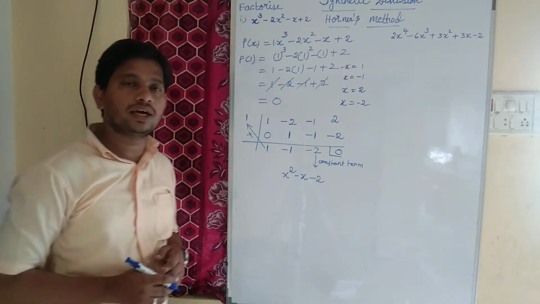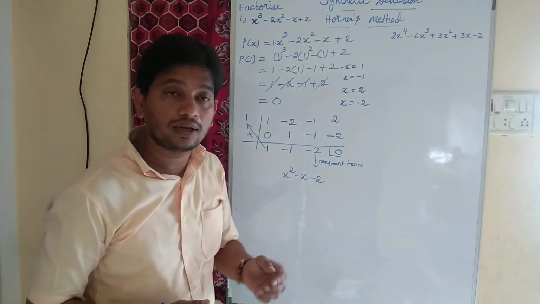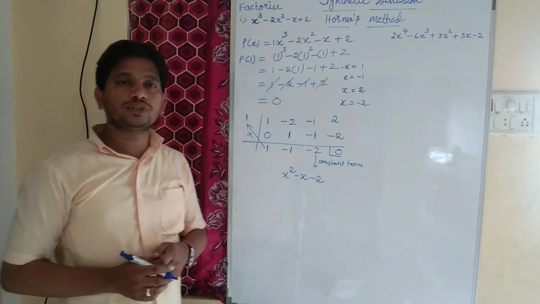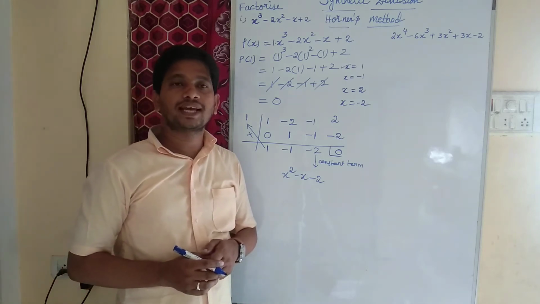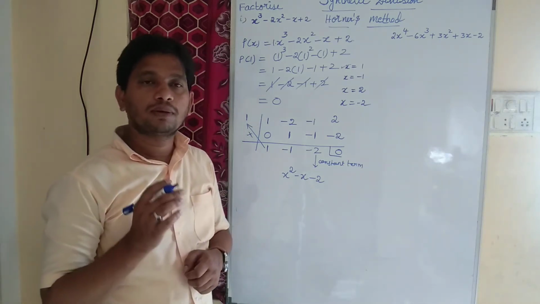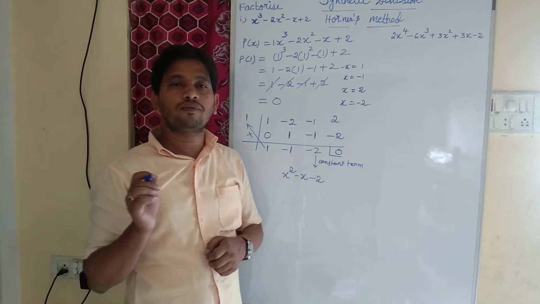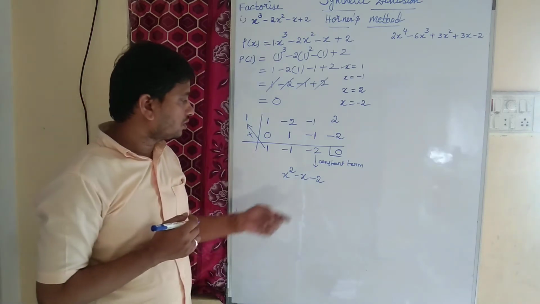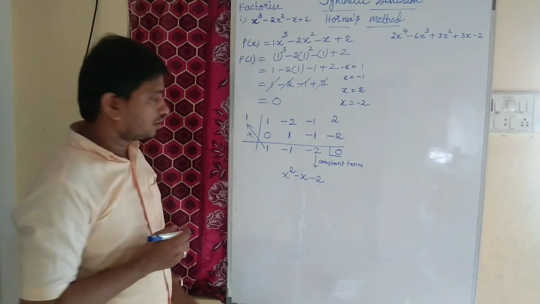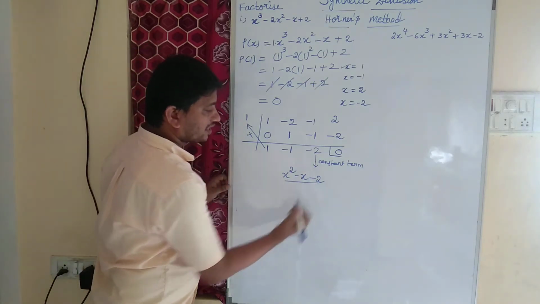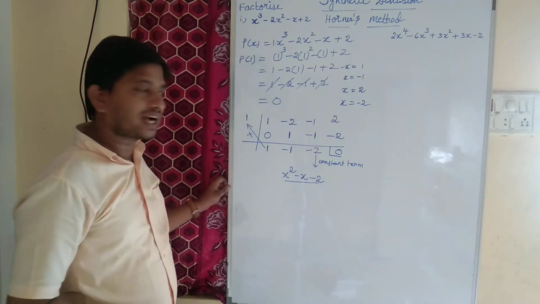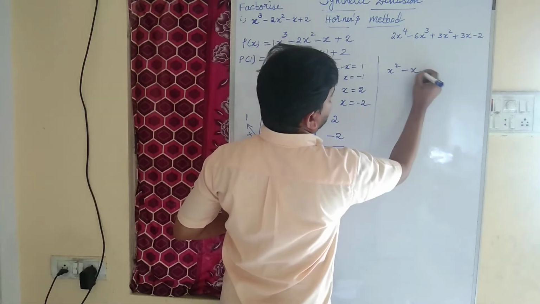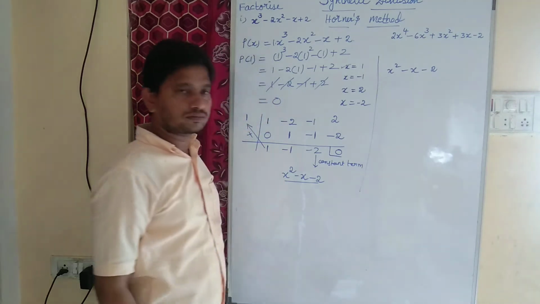We can find the zeros of the quadratic polynomial by using factorization or else by using the quadratic formula, that is x equal to minus b plus or minus square root of b square minus 4ac by 2a. So better let us find the factors of the polynomial by using factorization. So we got the polynomial x square minus x minus 2.